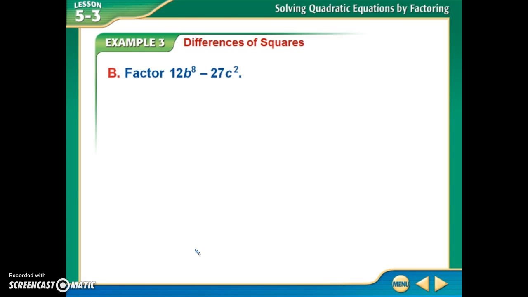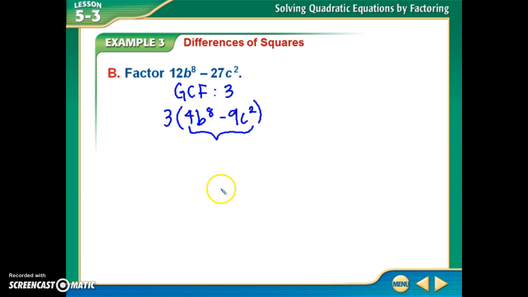Our second example, we've got 12b to the 8th minus 27c squared. Well, b and c both have even exponents, so they're perfect squares, but 12 and 27 are not, as of now. The first step in factoring is to always look for a GCF. So if we look for a GCF, our GCF between 12 and 27 is 3. If I pull out a 3, we're left with 4b to the 8th minus 9c squared. And now we have difference of squares.